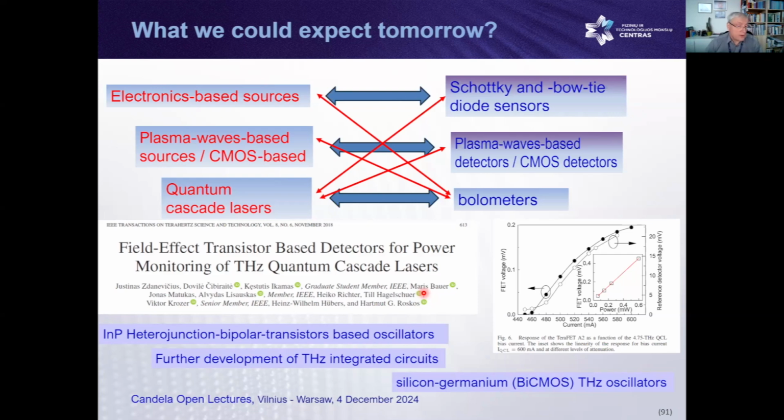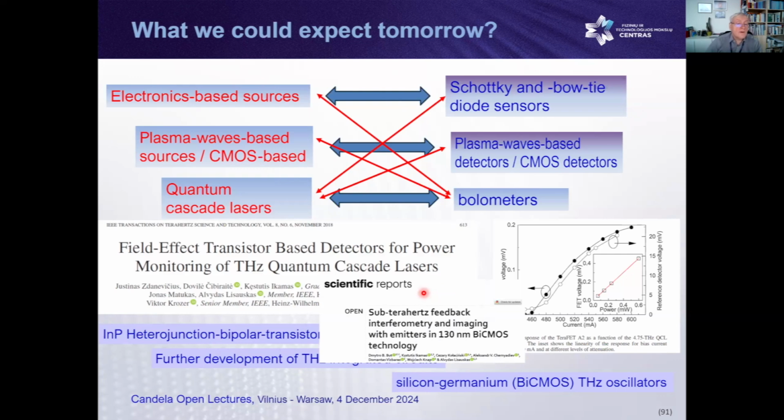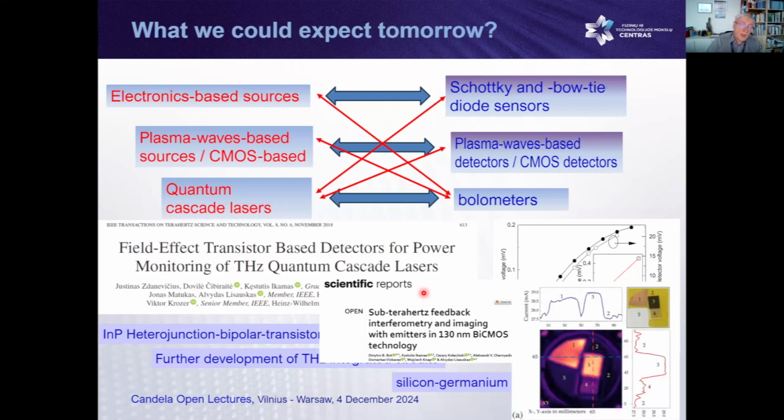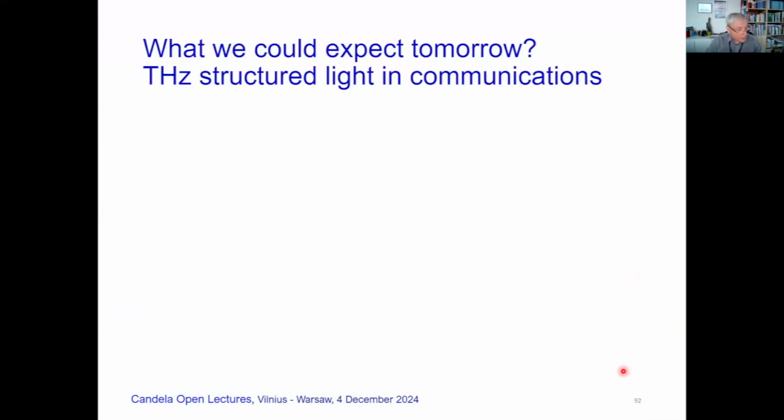And also, what could be expected in compact terahertz imaging systems? The application and implementation of silicon germanium or BiCMOS terahertz oscillators, which are recent work made by the Warsaw and Vilnius groups dedicated to interferometry using 130 nanometer BiCMOS technology. They recorded nice images operating at 200 and 260 gigahertz, and the samples are different kinds of foils, which allow you to see good contrast at good quality in a very compact scheme. So that is what we would expect in imaging.